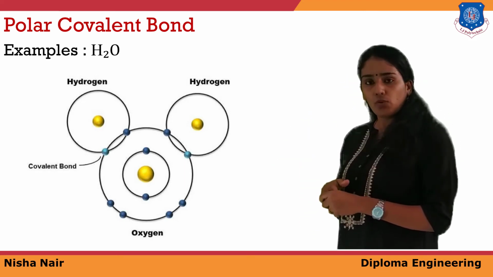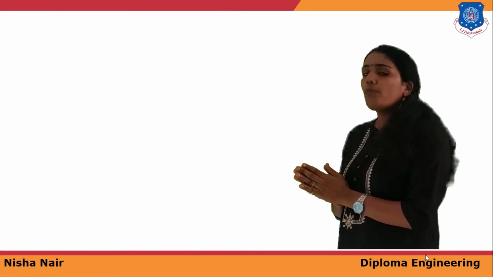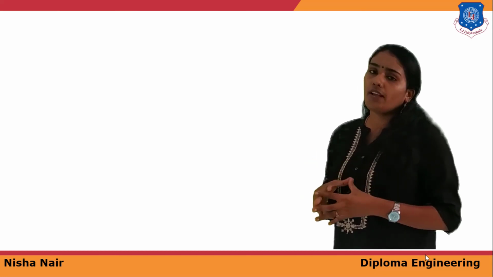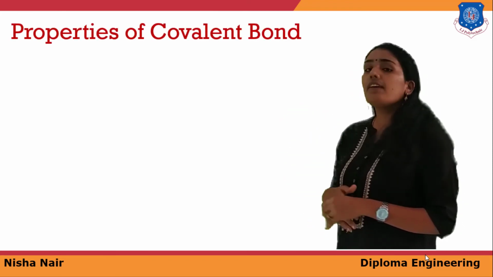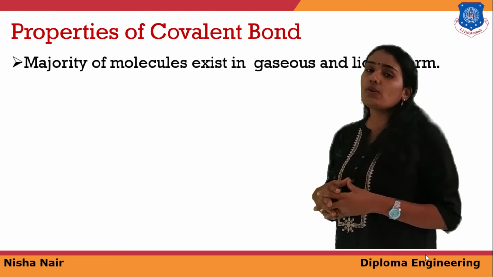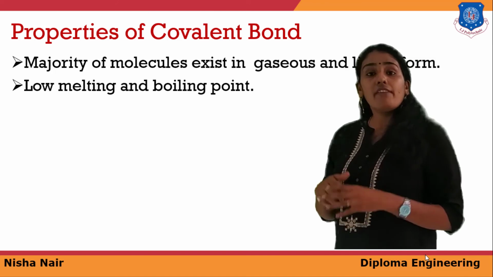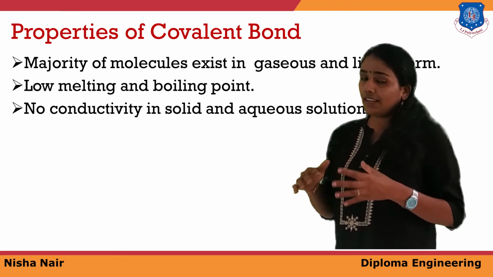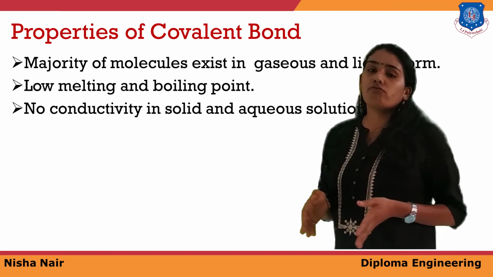So this is the explanation for covalent bond and for types of covalent bond. Now, those compounds which show polar covalent bond or non-polar covalent bonds are known as covalent compounds. So, what are the properties of covalent compounds? First, they mostly exist in liquid and gaseous state. They are stable in the form of liquid and gaseous state. Next, they have lower melting and boiling points. And third, they do not conduct electricity either in the aqueous form or in the solid form. So, they are poor conductors of electricity.